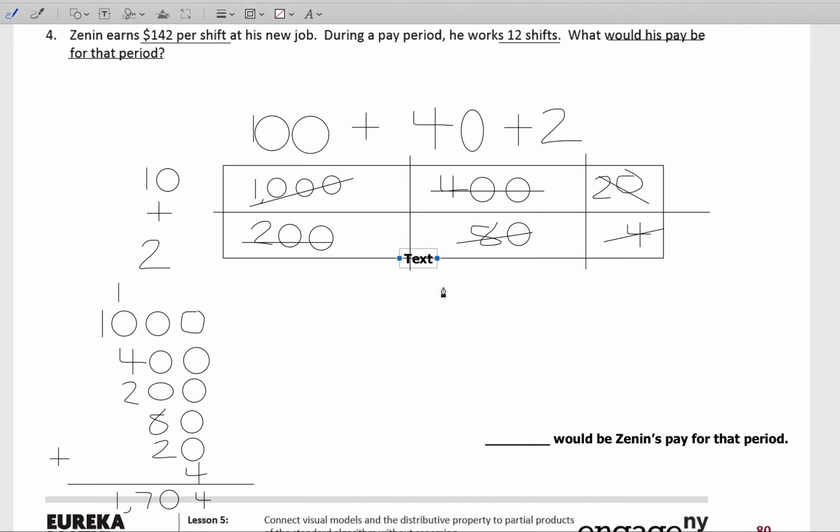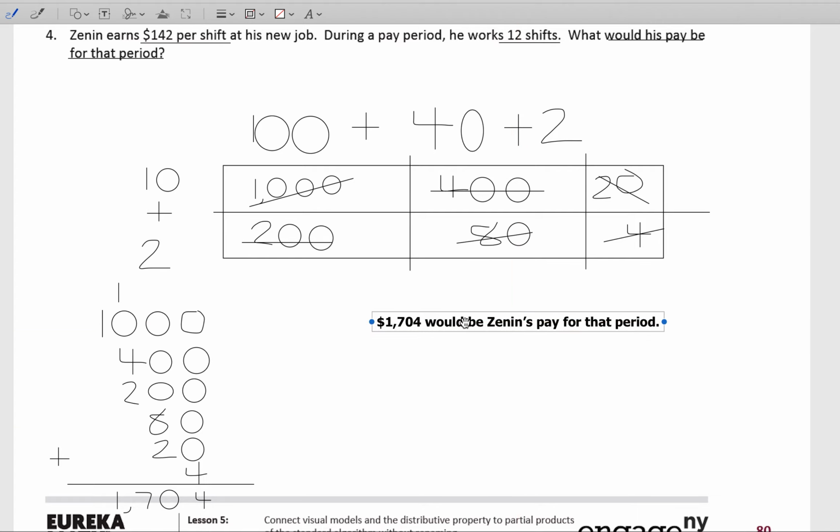So my last step is to go back to where I originally wrote my sentence, and I'm going to fill in that amount. I'm going to remember that I'm working with money here, so I want to make sure that I put the dollar sign in there. So I'm going to have $1,704 would be Zenon's pay for that period. And that's how you would use the area model in order to find the answer to a multiplication word problem.